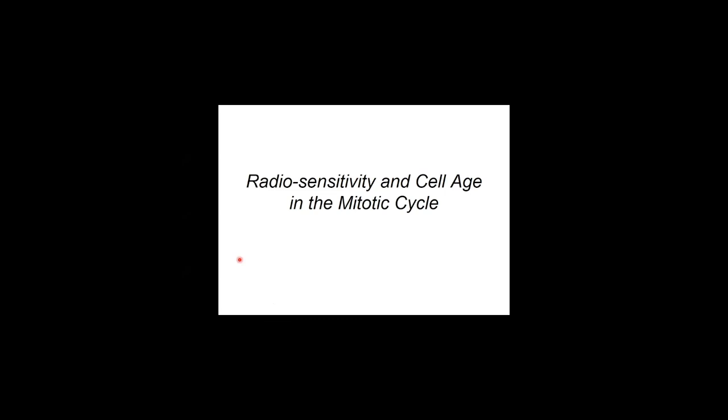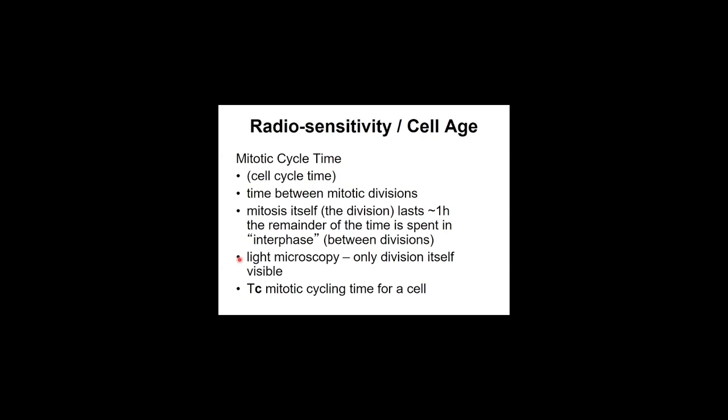The radiosensitivity in the cell cycle begins with a very primitive discussion that came about in the early years when people were defining what they could in the cell cycle, and when they could only see under the light microscope was M phase and everything else. So they called M phase, which lasts about an hour, mitosis, and then the remainder of the time they called interphase. And that is still called interphase now. So interphase is everything except M during the cell cycle. The T sub C, or the cell cycle mitotic time, is the entire time it takes to go through mitosis.